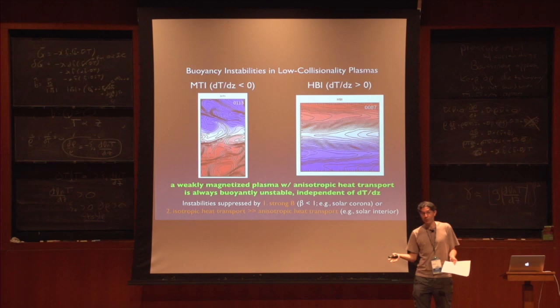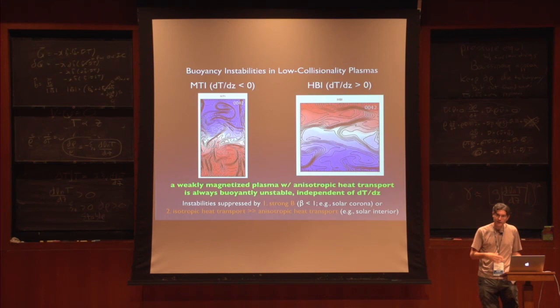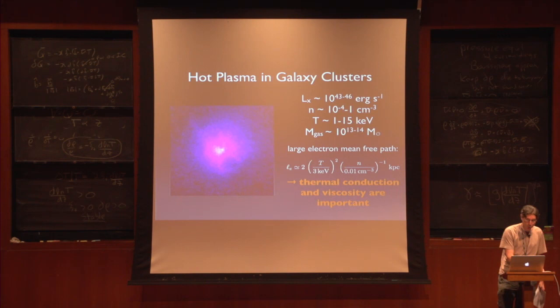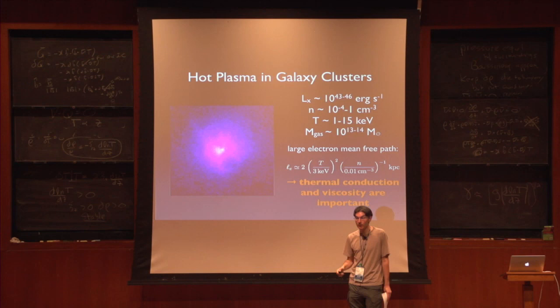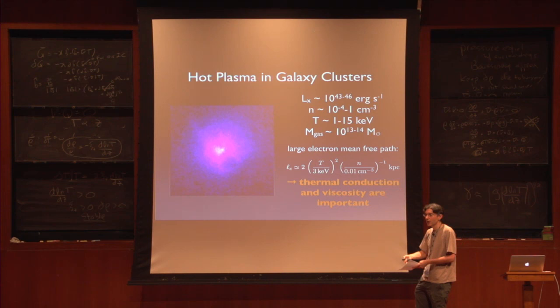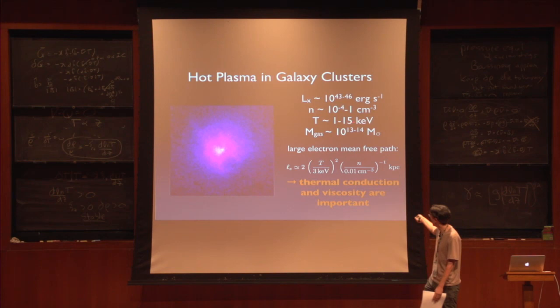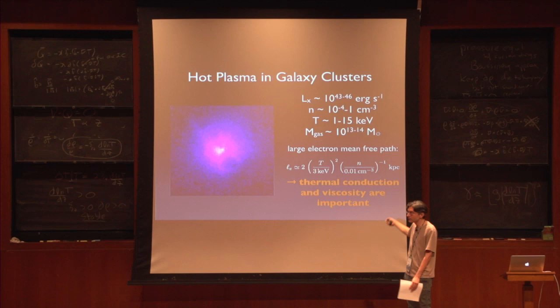Where it operates is in low collisionality, more weakly magnetized astrophysical plasmas. And the case where there's been the most work on this and the most interest in this set of instabilities is in the hot plasma in galaxy clusters. So galaxy clusters are 10^14, 10^15 solar mass dark matter halos filled with very hot 10^7, 10^8 Kelvin gas, low densities, 10^-2, 10^-3 particles per centimeter cubed.